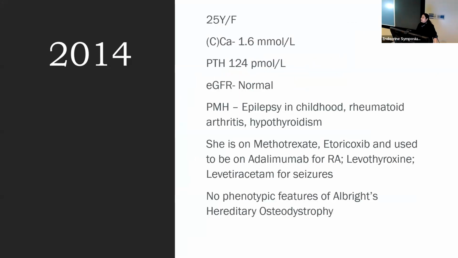Rolling back to 2014, a 24-year-old female presents with severe hypocalcemia. Biochemical investigations show a corrected calcium of 1.6, a PTH of 124 on a background of normal renal function. The past medical history is significant for hypothyroidism, for which she's on levothyroxine, suffers from rheumatoid arthritis, for which she's on methotrexate and etoricoxib, and also suffers from childhood epilepsy, for which she's on levetiracetam. On physical examination, there are no features of Albright's hereditary osteodystrophy.